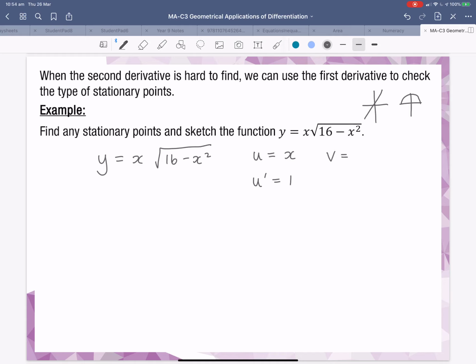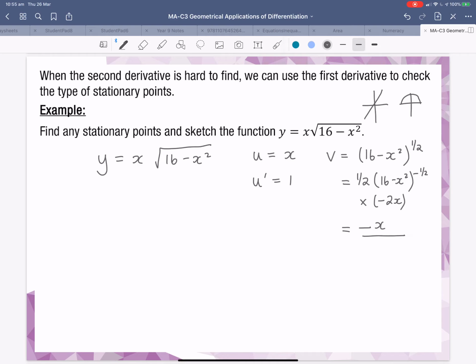v equals, and I'm going to write this in index form. So this is going to be a chain rule, or function of a function. My power comes down the front, my power goes down by 1, and I multiply by the derivative of the thing in brackets, which is minus 2x. So I can tidy that up. The half and the minus 2 are going to cancel out to be minus x.